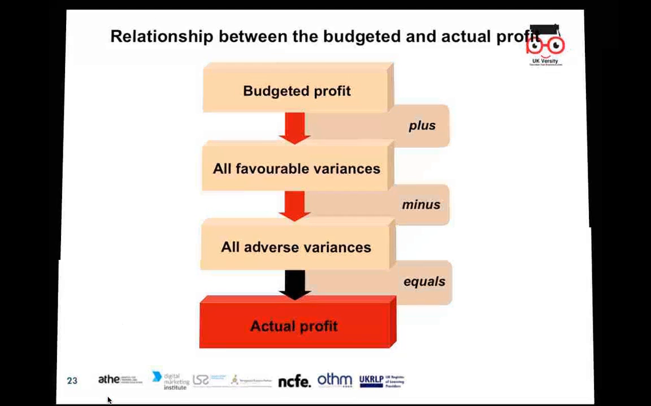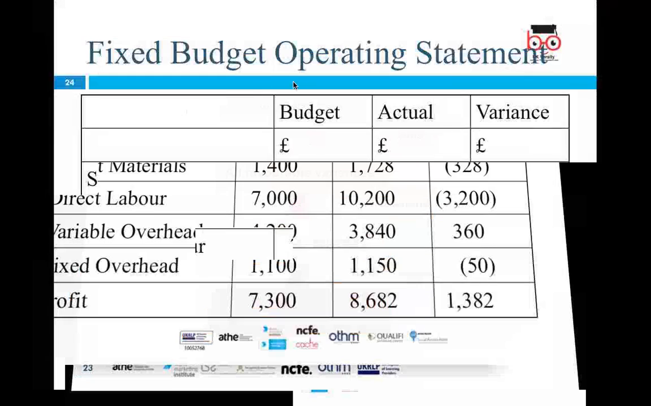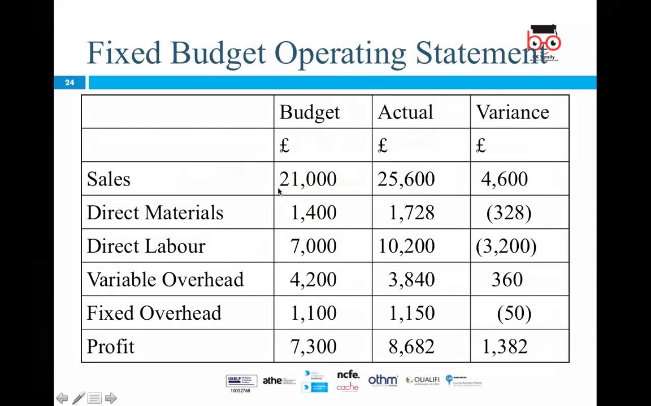So let's have a look at one good example. This is one fixed budget operating statement we have seen. These are the adverse variances, and these are our favorable variances. So when we add the favorable variances to the budgeted figure, and then we minus the adverse variances, we will get the actual profit.